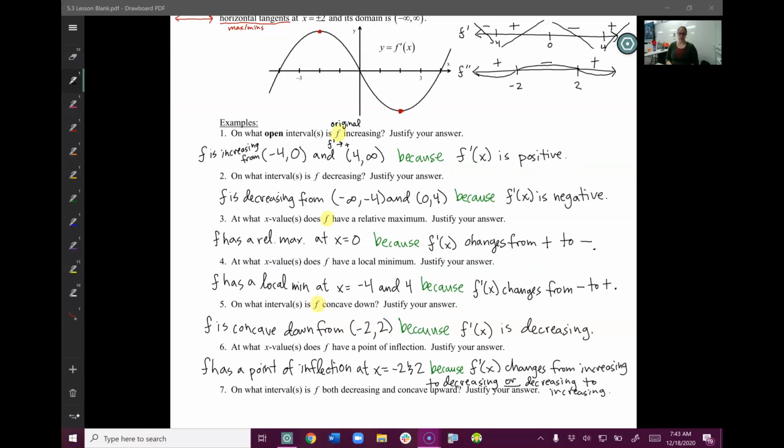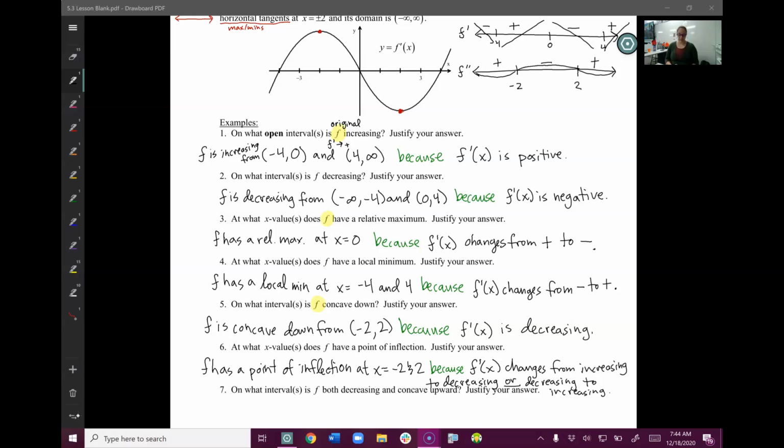Welcome back. Let's check what you got with what I got. f has a point of inflection at x equals -2 and +2 right there. That's where my concavity is changing. Because, referencing what I'm given, f prime of x changes from increasing to decreasing or from decreasing to increasing. Make sure you have both options.